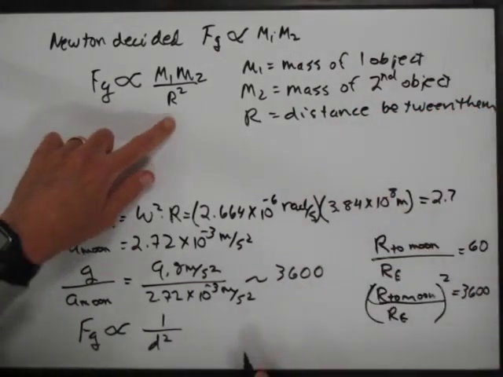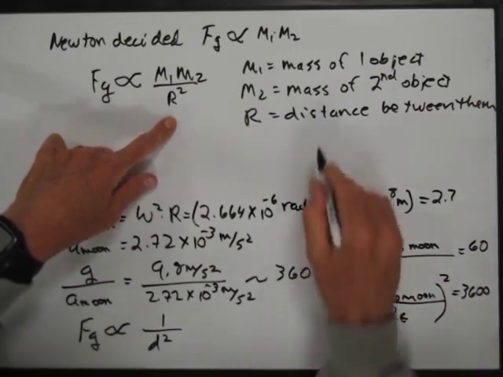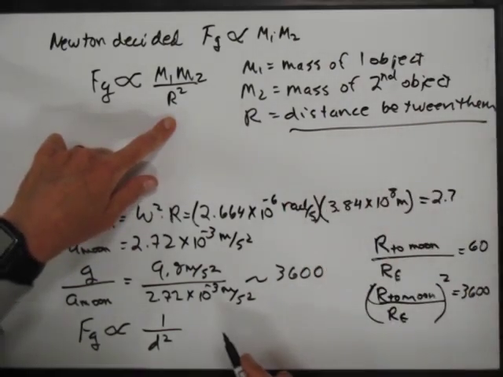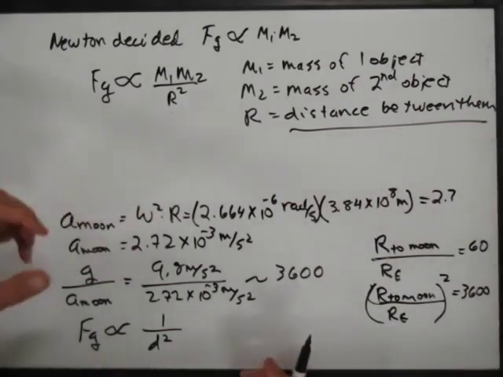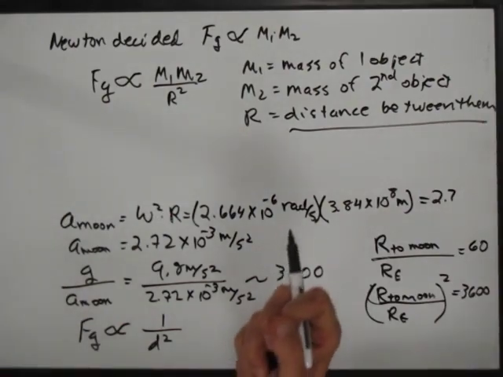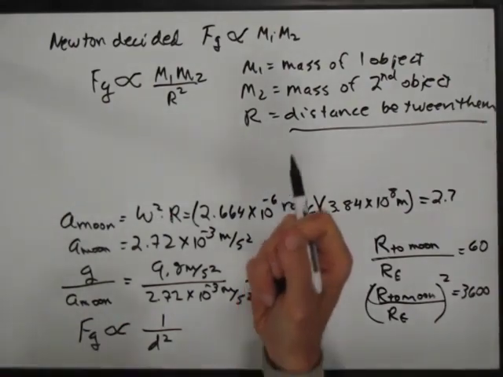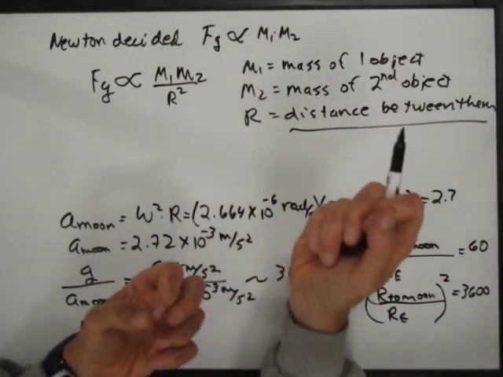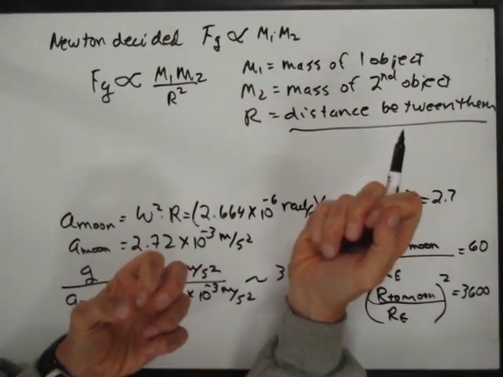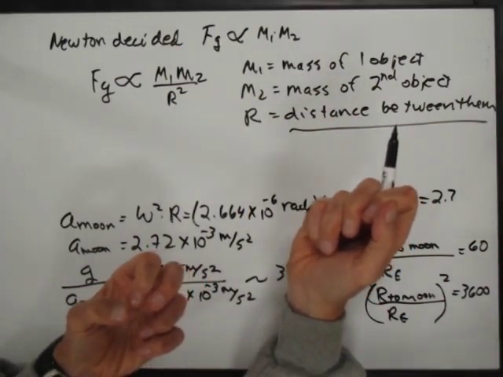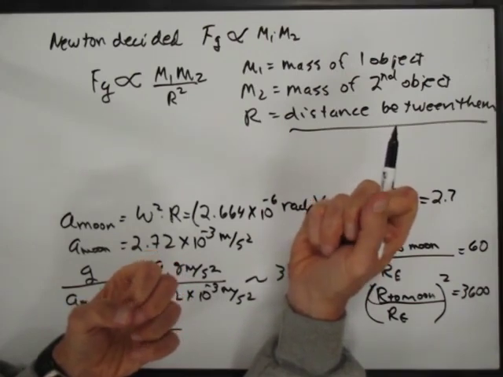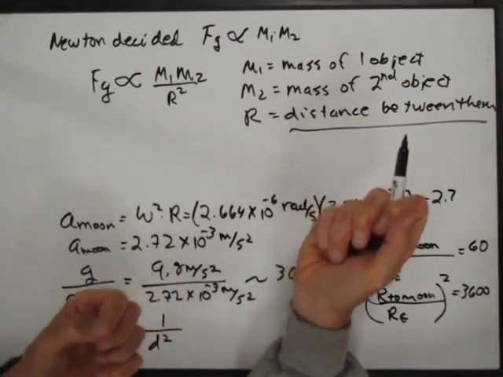People often get confused by r and think it's half the distance. It's not. R is the distance between the two objects. And it's called r because it's often a radius, like the distance between the sun and the Earth, which is the radius of the Earth's orbit. It's not half the distance. The radius of the Earth's orbit is exactly the distance between the sun and the Earth.